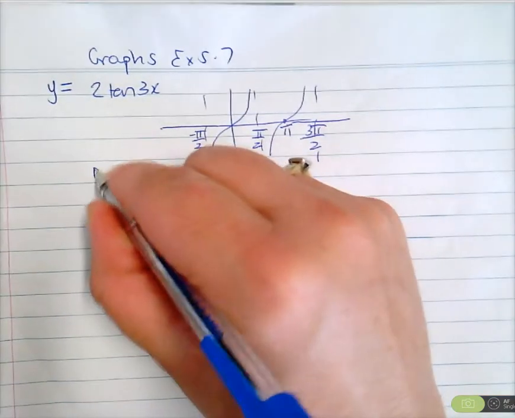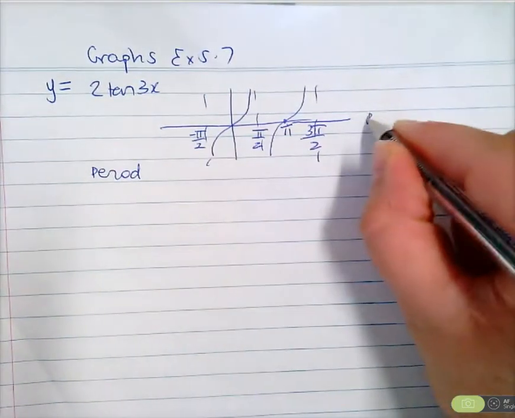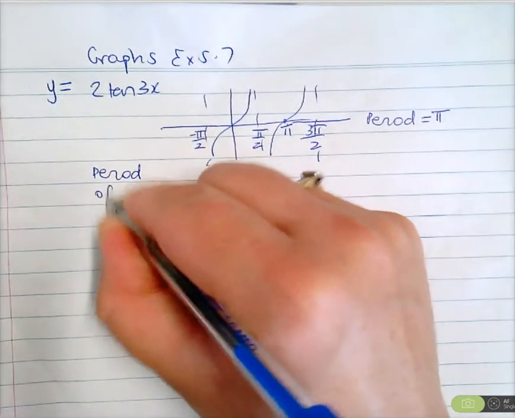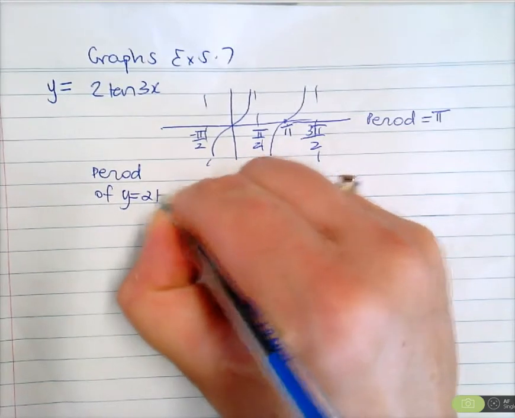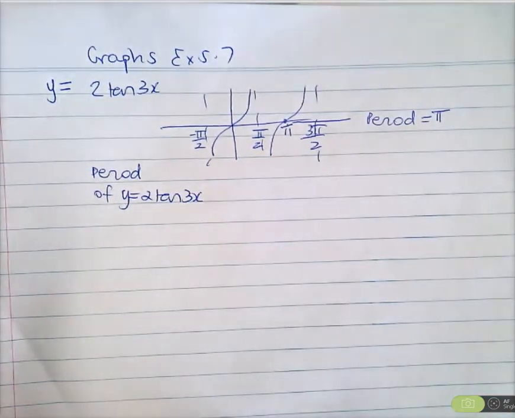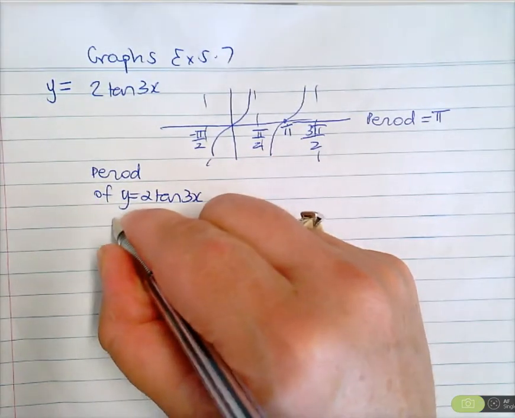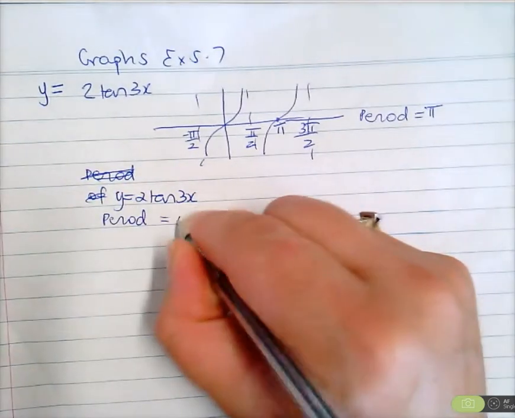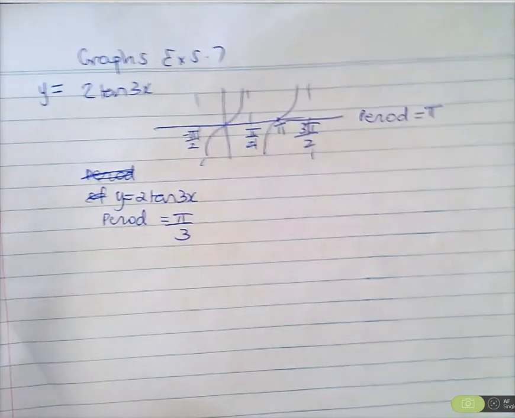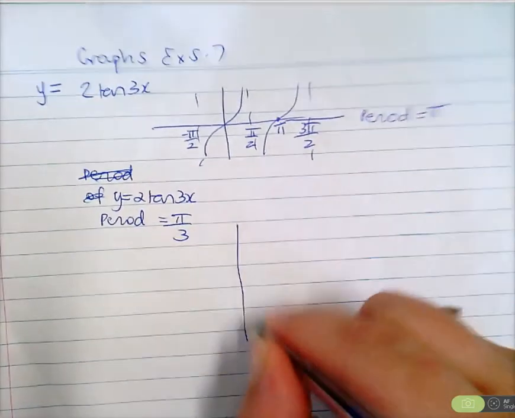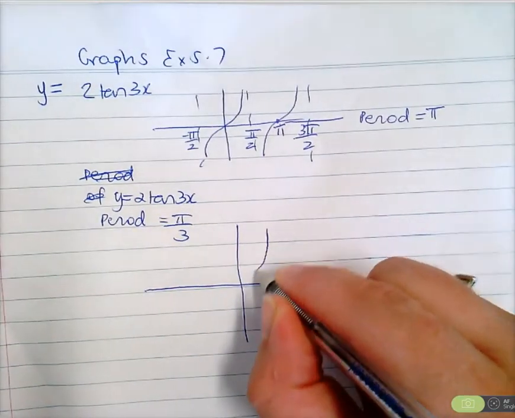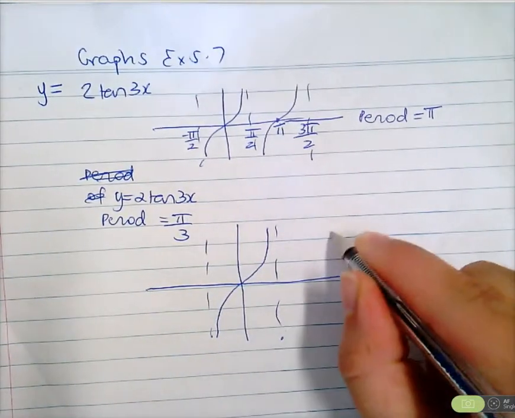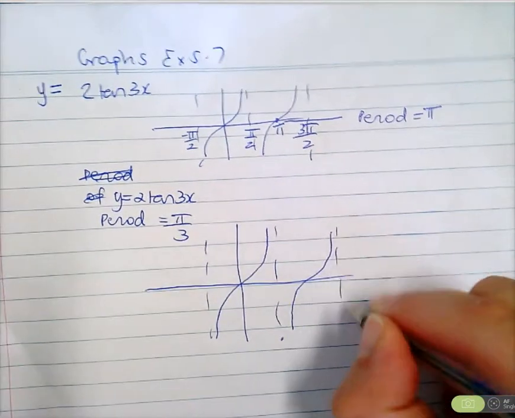Let's work out the period. Now the period of the normal function is pi, but the period of y equals 2 tan 3x is pi on the coefficient of x, which is 3. So what I would do, just start drawing it normally again, just as it is. It's still going to be the same shape, guys.